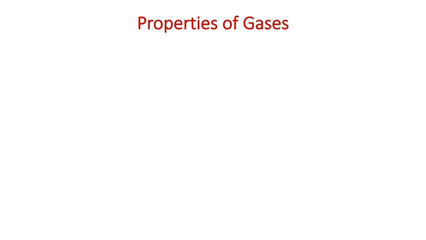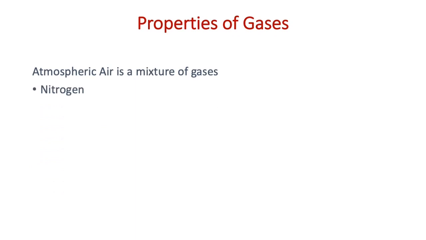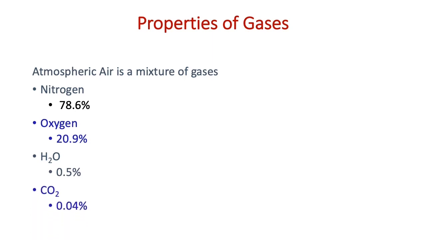Let's begin by looking at some gas properties. Atmospheric air is a mixture of gases. Nitrogen is the most abundant gas in the air that you breathe, and it makes up about 78.6% of the air. Oxygen makes up about 21%. Water makes up about 0.5%, whereas carbon dioxide makes up only 0.04%. The two gases that we're going to explore are oxygen and carbon dioxide, since they are important in cellular respiration.